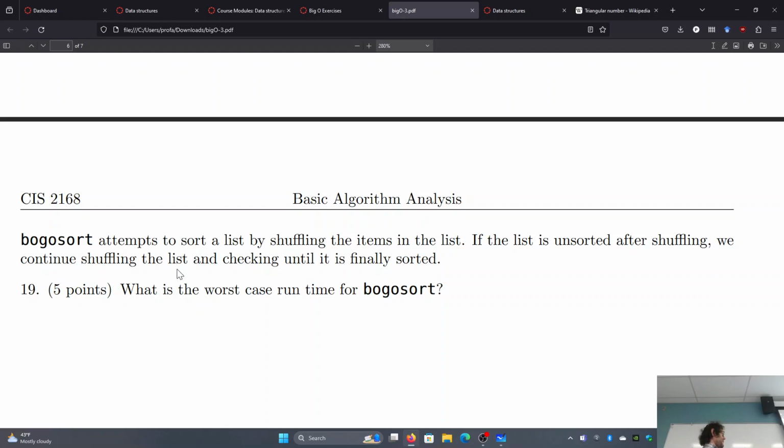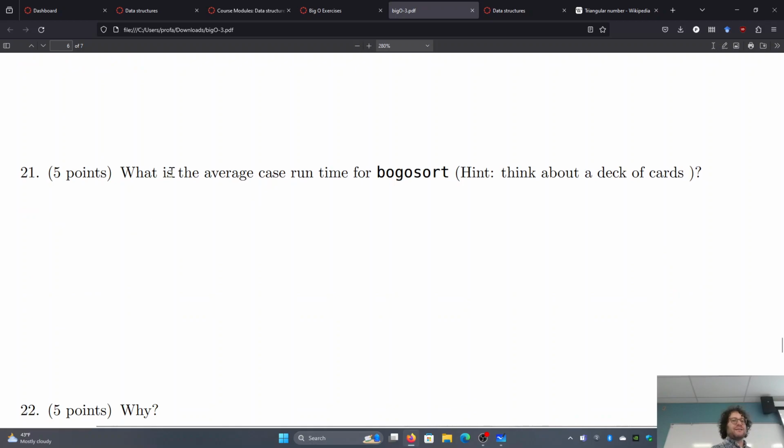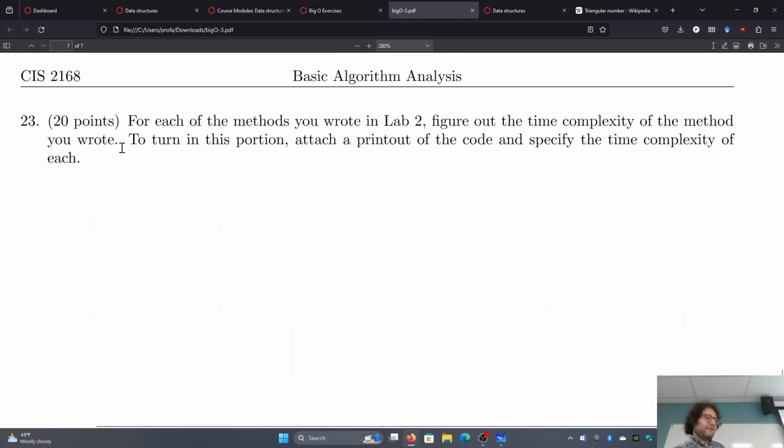Okay, very terrible algorithm. I'm asking you for the worst case runtime. Think about it in terms of if you're really unlucky, how long would this take? And then the average case is asking, statistically speaking, how long should it take? Think about a deck of cards. A deck of cards has 52 factorial permutations to it. How many of those permutations am I expected to go through before I stumble across the correct answer? Okay. And then finally, for problem 23, we refer back to lab 2, which is the problems you just wrote.